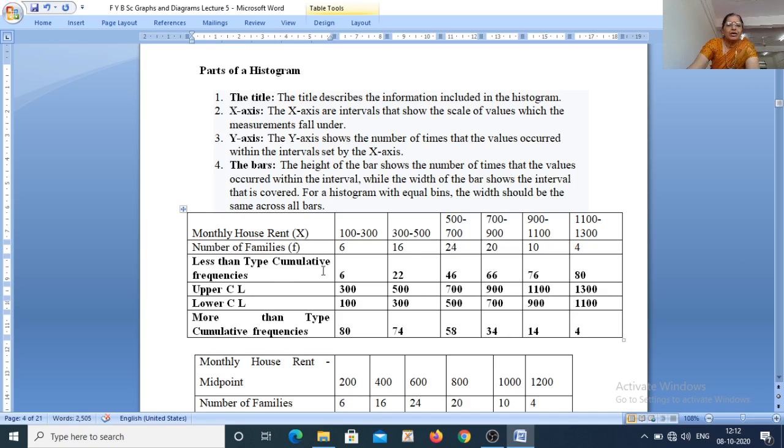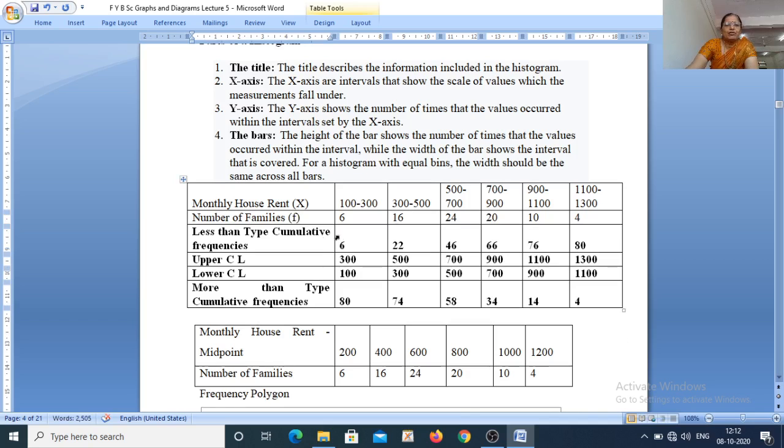Okay, so how to obtain cumulative frequency? Cumulative frequencies are nothing but frequencies of additive type. To cumulate means to add. Here, if I ask myself how many observations have a value less than 300, there are 6 observations having value less than 300. How many observations have a value less than 500? There are a total of 6 plus 16, that is 22 observations having value less than 500.